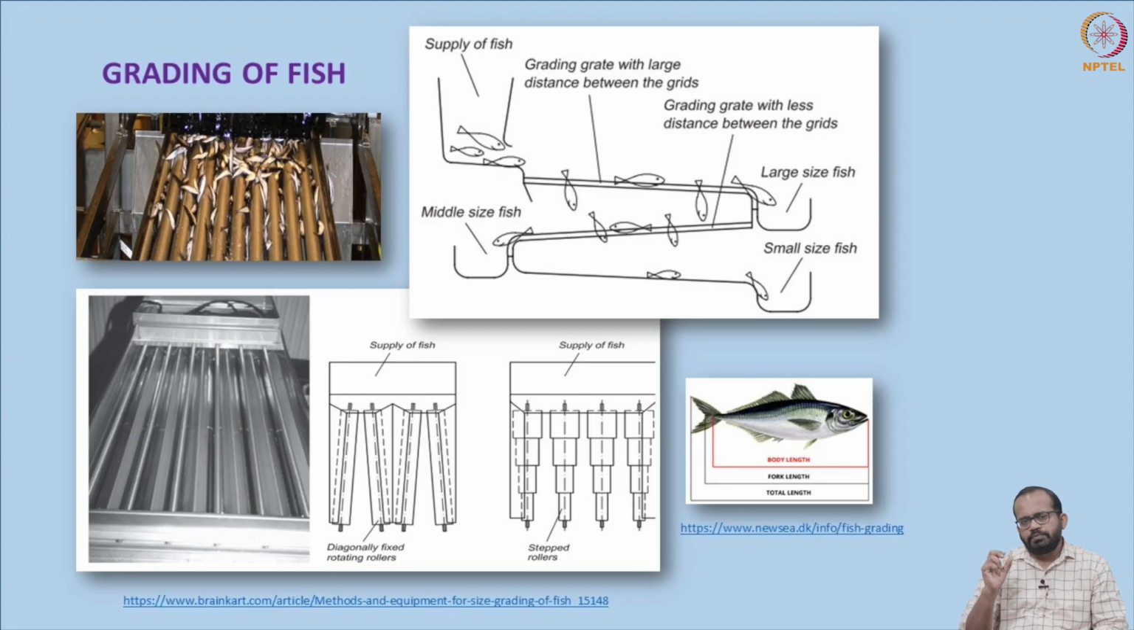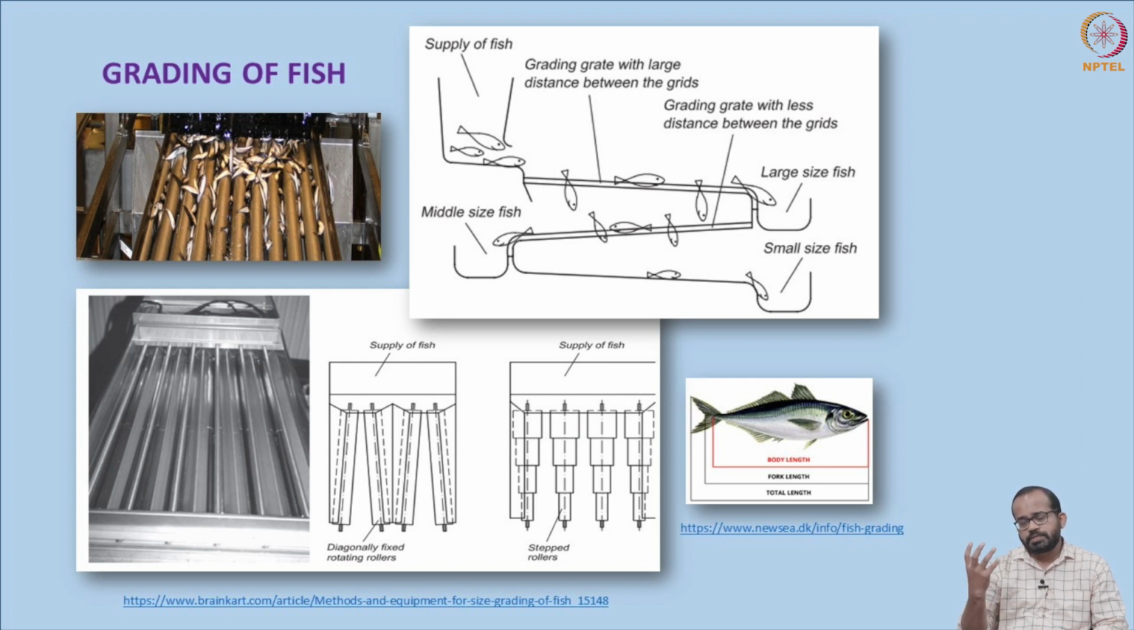Then grading is one of the stages that is very important. Size grading is very important in the case of canning, because the fish or seafood that we are going to fill in containers needs to be of uniform size. Only then can we assure uniform process conditions, uniform pricing, uniform consumer acceptance, etc.